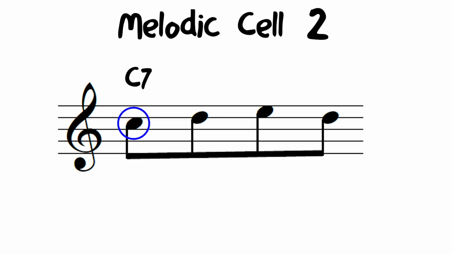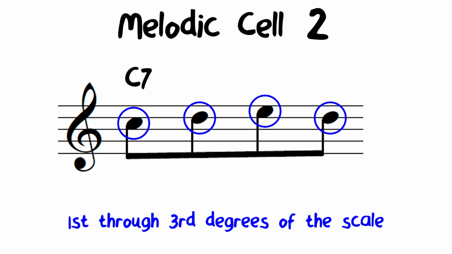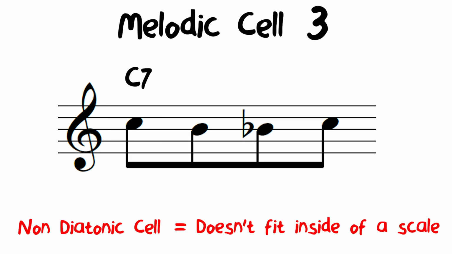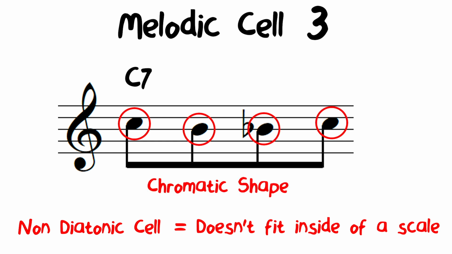It's got 3 unique notes because one note is repeated. It just uses the 1st through 3rd degrees of the scale and ends up being a 1, 2, 3, 2 shape. Now cell 3 is non-diatonic, which just means that it doesn't fit inside of a scale. It's a more chromatic shape that people use all the time when they're playing more modern and intervallically, because you can really move that shape around into different places to create tension and release. And it will have a really cool effect, which we'll see. We use that approach on this line.